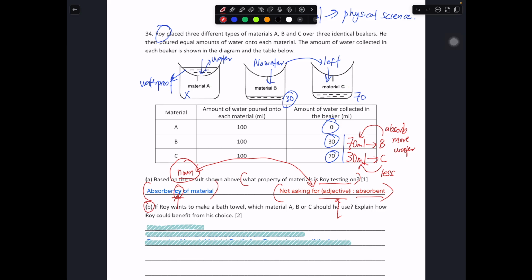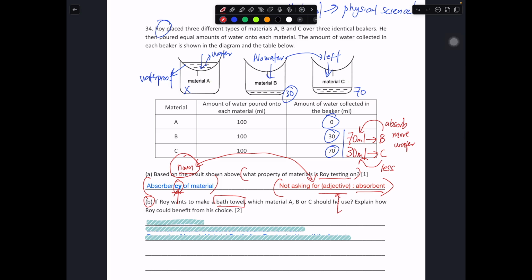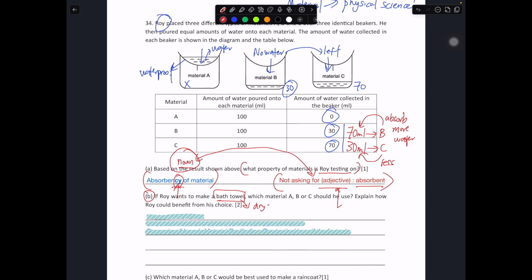If Roy wanted to make a bath towel, which material should he use? Explain how Roy could benefit from his choice. So if you want to make a bath towel, the bath towel is to dry yourself after the shower. So you will want to choose a material that is the most absorbent, that absorbs the most water. In this case, which one is the most absorbent material? As mentioned, it should be B.